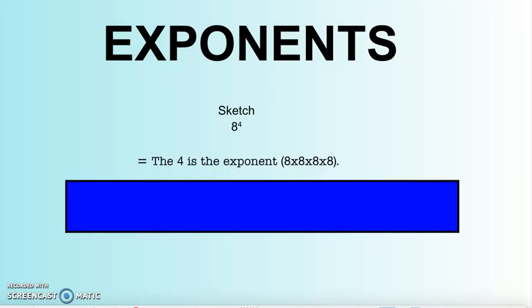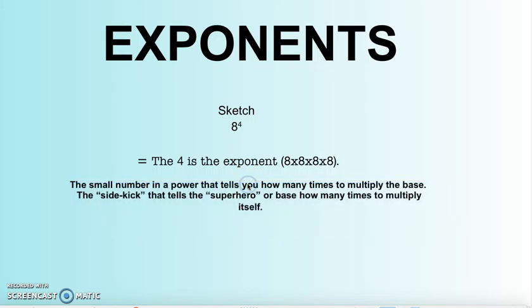Next one is exponents. So here's an example, 8 to the 4th power, and 4 is the exponent. So what would you say an exponent is? It is the small number in a power that tells you how many times to multiply the base. Or in math, we talked about it's the sidekick. It's the sidekick that tells the superhero how many times to multiply by itself.